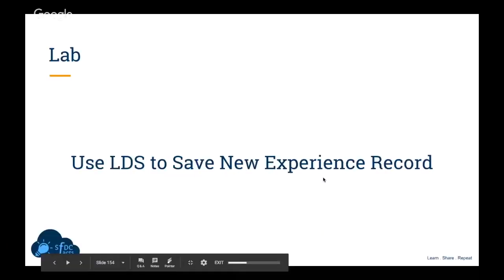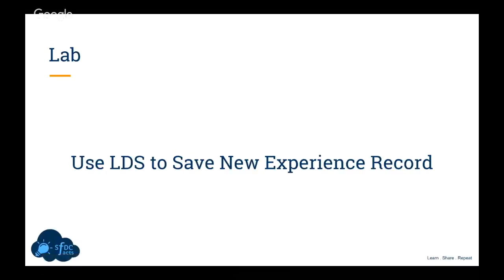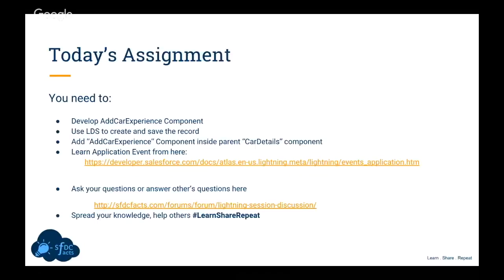So what we have covered is our application event, which is very useful if you want to communicate between two components which do not belong to the same hierarchy, and which are not a parent or child component of each other. And then we have used LDS to create a blank record, and then again we have used LDS to save a record.